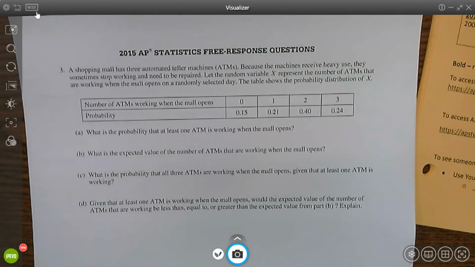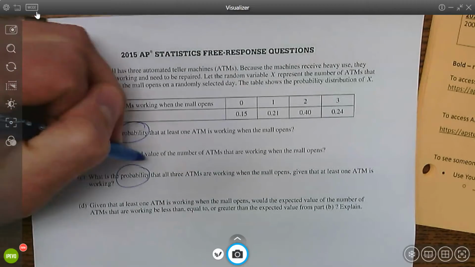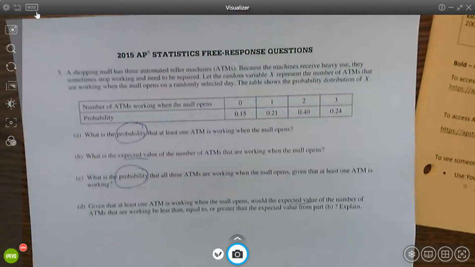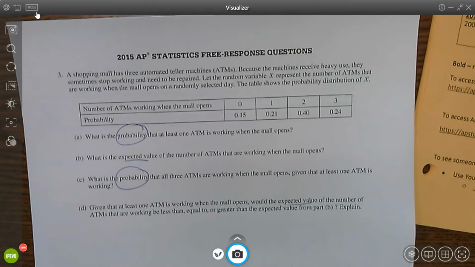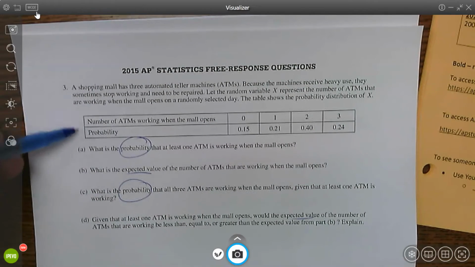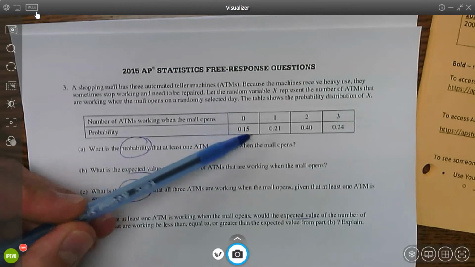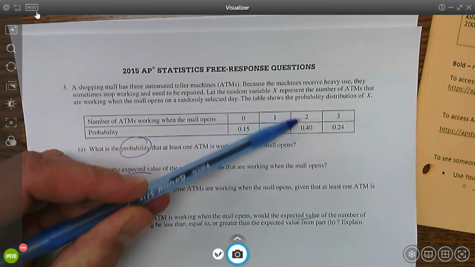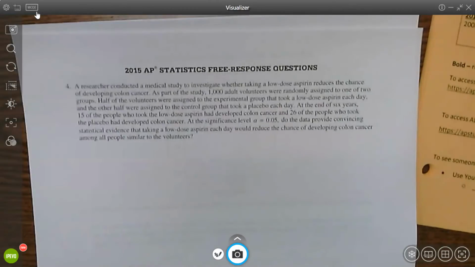Third question. What is the probability? Expected value of the mean. This is a question dealing with probability. More specifically, this is a discrete random variable. So if I want the expected value, it'd be like 0 times 0.15 plus 1 times 0.21 plus 2 times 0.4, et cetera, et cetera. So this would be probability.